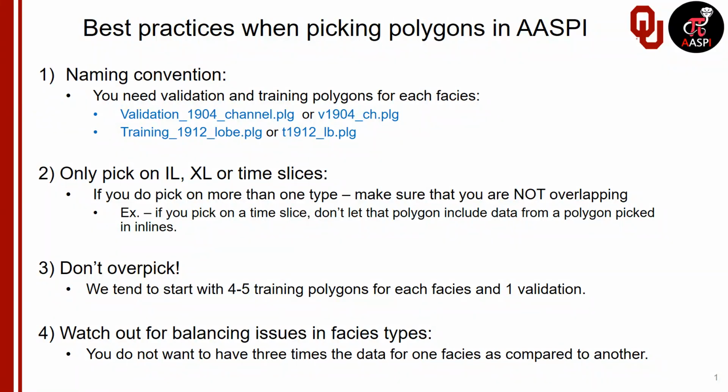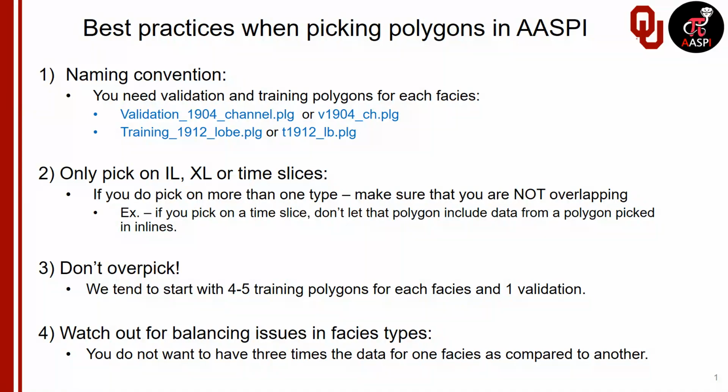I recommend naming them in a nice logical manner, something like I'm showing here, where you have the validation, the time, so in this case 1.904 milliseconds or seconds, and then the facies, the channel, or you can do a shorthand version of it too, like I usually do.